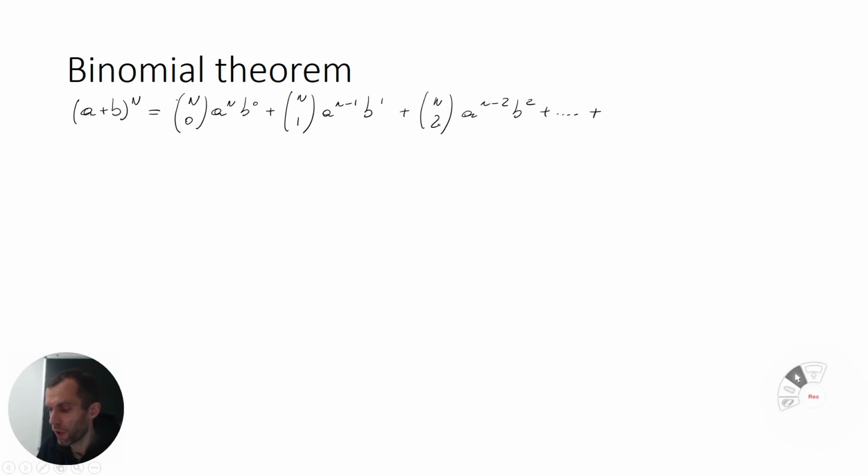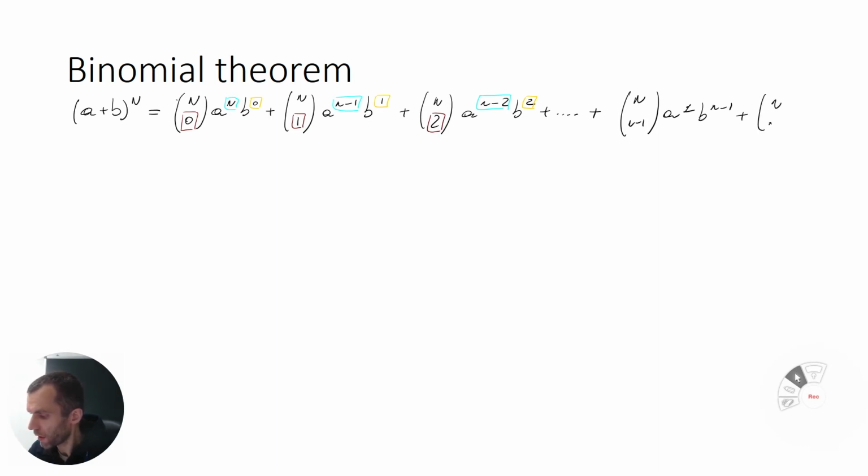And you keep doing that, so in each case the salient features are, we have a binomial coefficient where the lower number goes up by 1. And then we have an exponent for a that starts with n and then lowers by 1, n minus 1, n minus 2. And we have an exponent for b that goes up, so 0, 1, 2. And that pattern continues until n choose n minus 1, a to the power 1, b to the power n minus 1, and n choose n, a to the power 0, b to the power n.